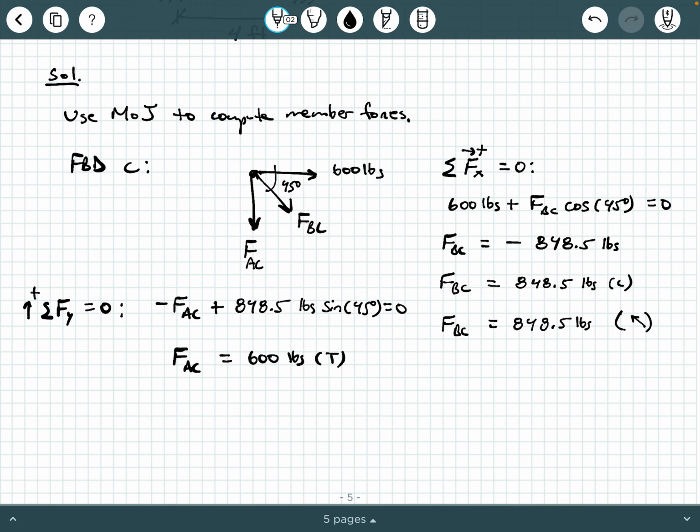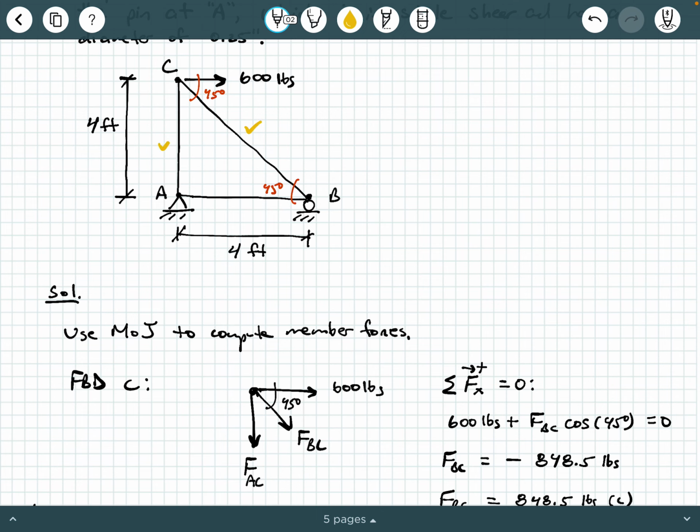Are we done? Not quite yet, but we're almost there. We knocked out these two member forces. We need the last one. We need the force in AB. So where should we go next? Which joint should we go next? Remember the criteria. We need to go to a joint that has at least one known force and at most two unknown forces. So joint A is out of the question right now because we still have too many unknowns. We have three unknowns, right? You have AY, AX, and FAB that you all don't know, okay? So the next joint we go to is joint B.